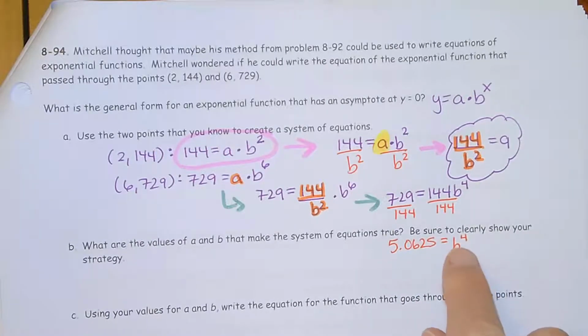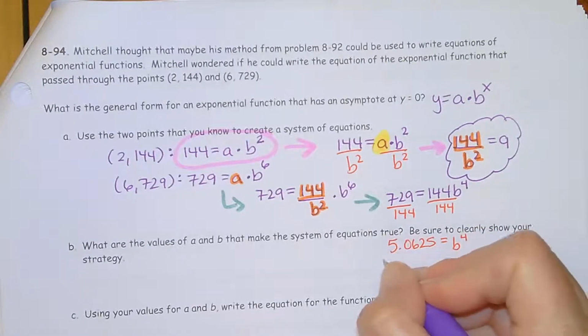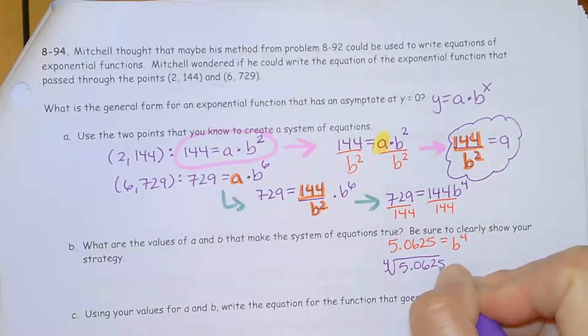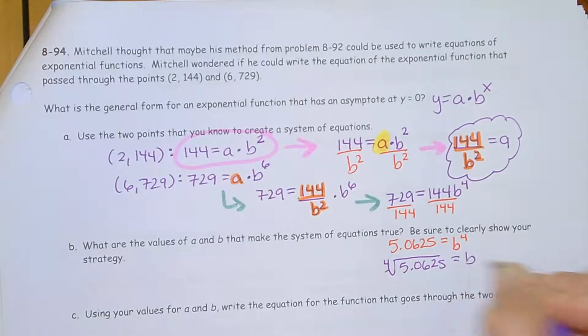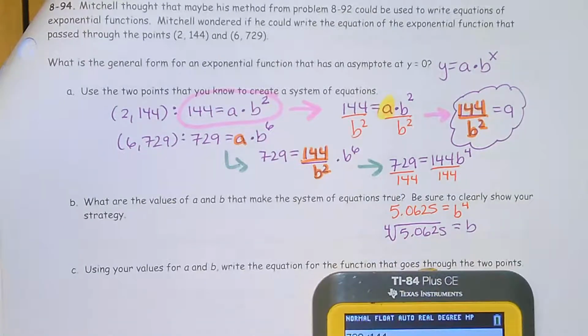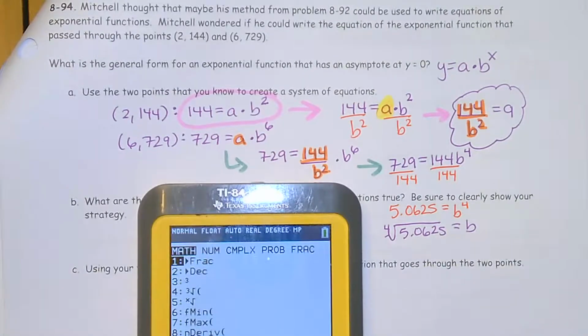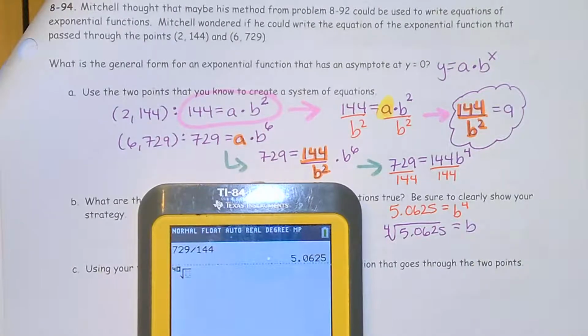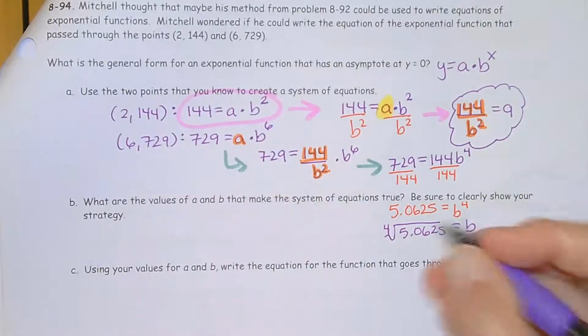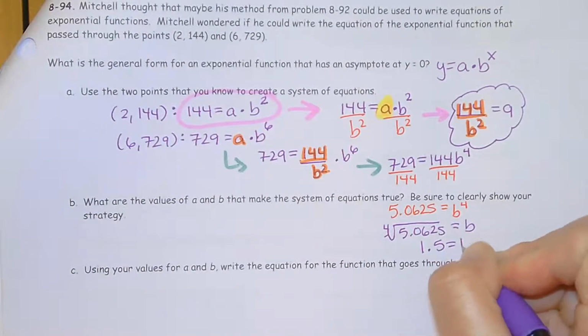So now, in order to get my b by itself, I'm going to take the 4th root of both sides. So I'm going to take the 4th root of 5.0625, and when I take the 4th root of b to the 4th, I get b. So now I'm going to put this in my calculator. So I'm going to do the 4th root of 5.0625, and I'm going to get a 1.5. So I have 1.5 is equal to b.